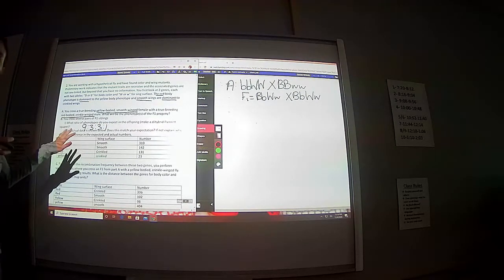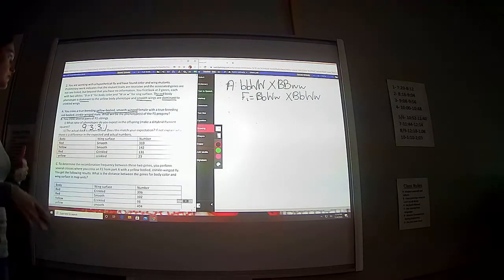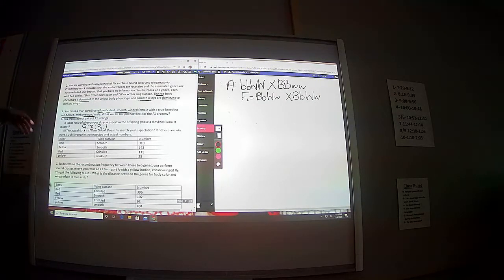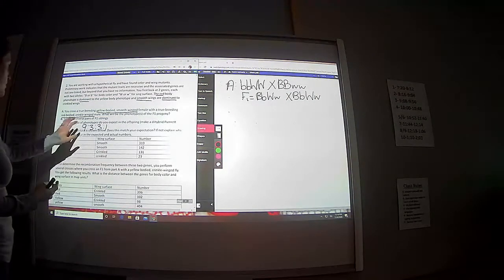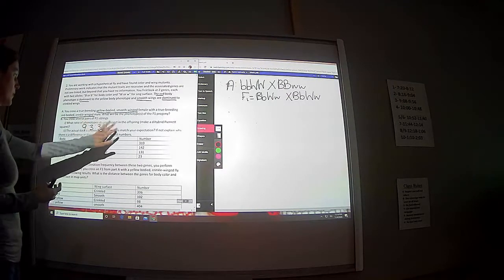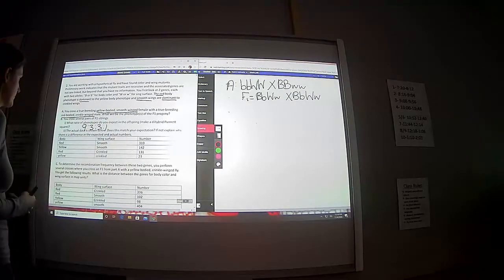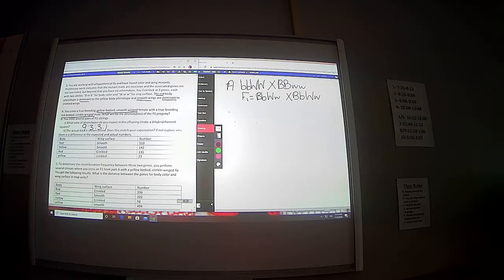Does it always work out perfectly like that? No, but when we're just talking sciencey stuff here, in our minds, that is kind of what we should have. And what we're saying is that we're going to have more that are dominant than we will have recessive. The actual data is shown below, so this is what really could happen. Does this match your expectations? If not, explain why. There's a difference in the expected and the actual numbers.